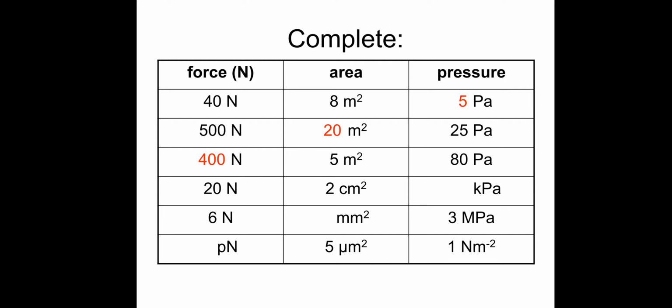These next ones, the units are changing, so you've got to be careful. So that's 100 kilopascals. This one, it wants the answer in millimeters squared, which is 2. And the last one, if you're not sure, pico is to the power of minus 12, micro is obviously minus 6. So you should have got 5 piconewtons, or 5 times 10 to the minus 12 newtons. Alright, let's move on.